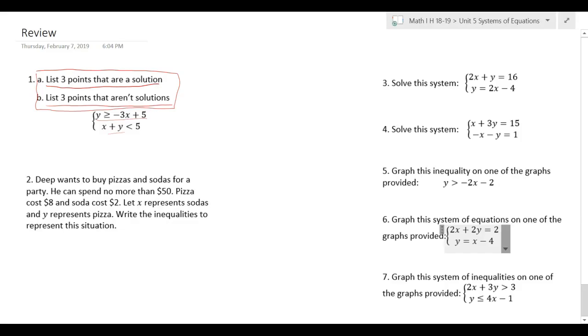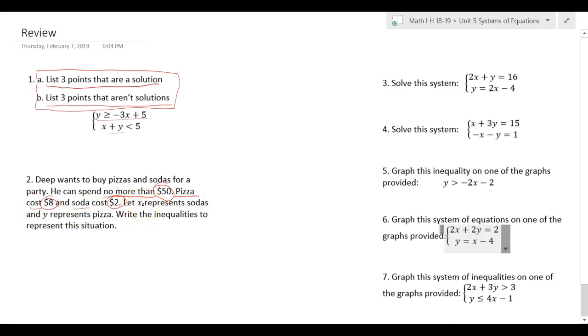Now, we're going to come down to the second part. Shout out to our friend Deep here. Deep wants to buy pizzas and sodas for a party. He can spend no more than $50. And I'm going to underline and circle that. Pizza costs $8 and soda costs $2.